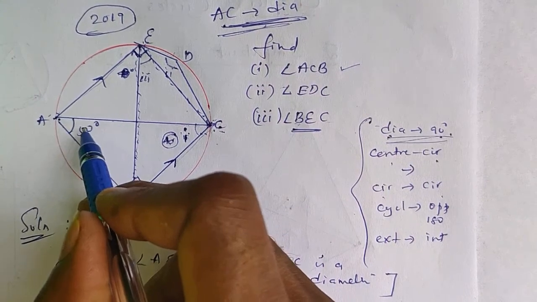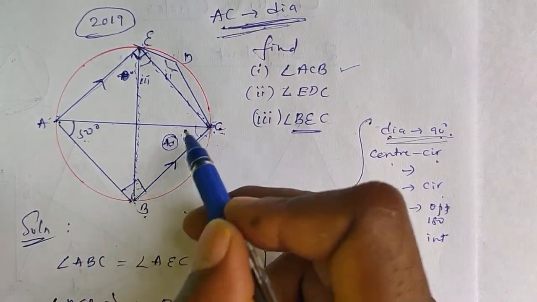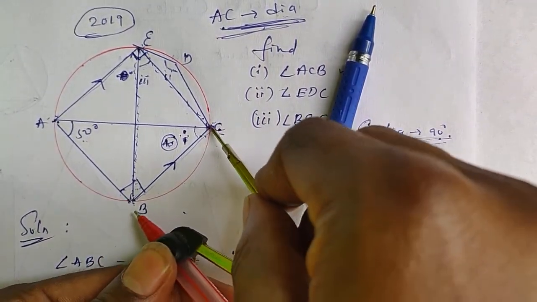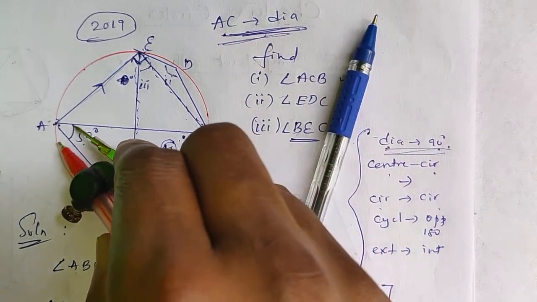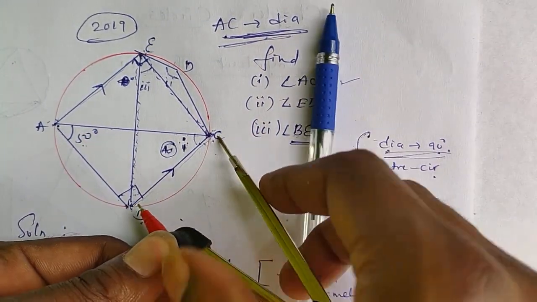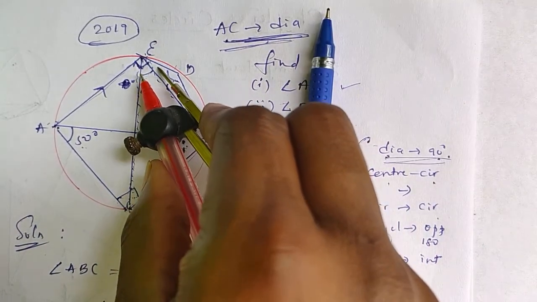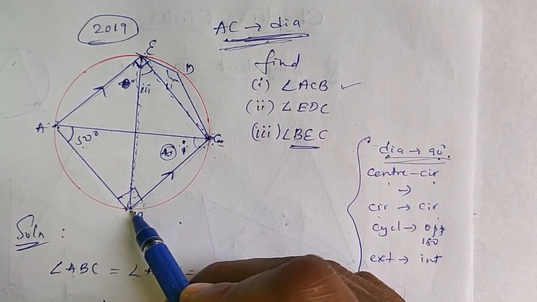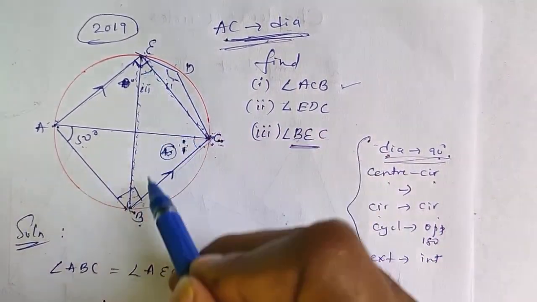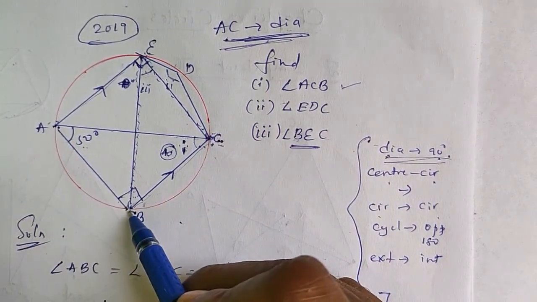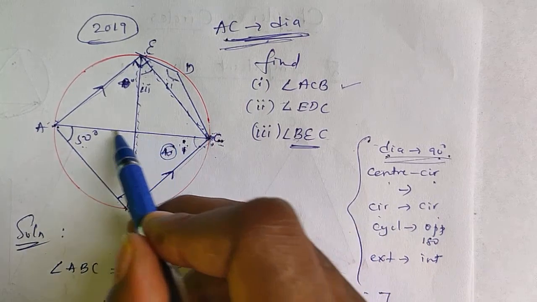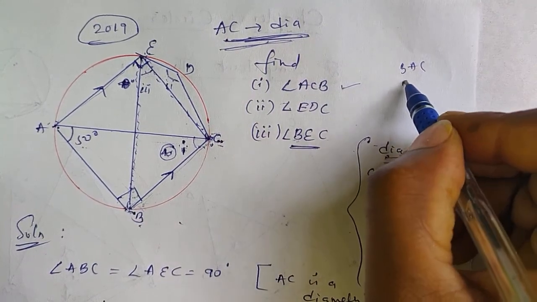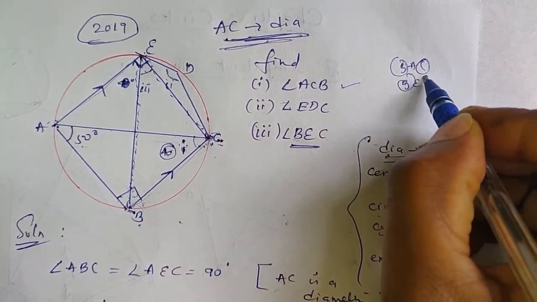But this 50 degree is also formed from B and C only. Now look at B and C. From B and C only this angle is constructed, and even this angle is also constructed from B and C. So B end and C end is taken here, BC chord. From B end and C end this E angle is constructed, and even A angle is also constructed from B end and C end. BAC, BEC. Both are formed from B end and C end.